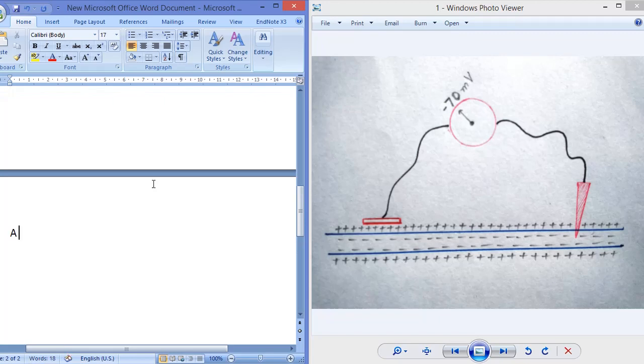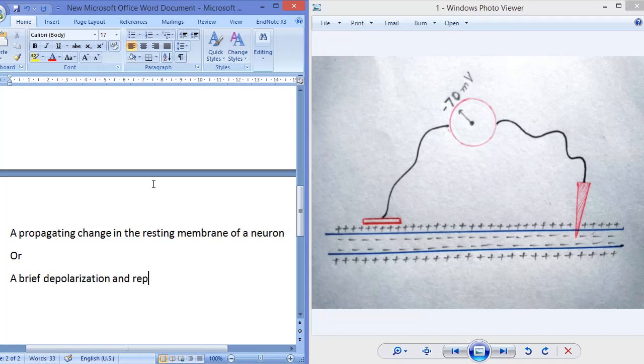Action potential is a propagating change in the resting membrane of a neuron. In other words, we can also write it as a brief depolarization and repolarization in a neuron, which leads to the transfer of information across the axon.